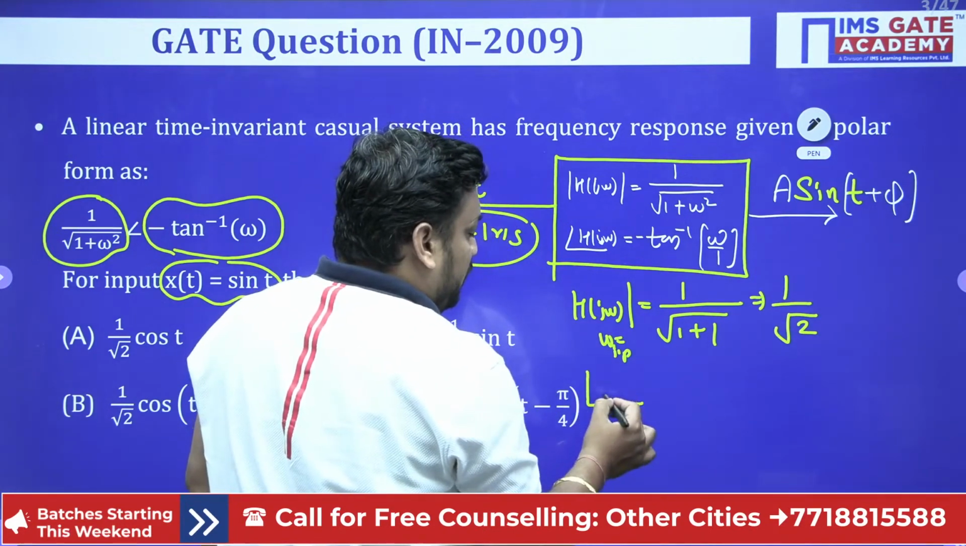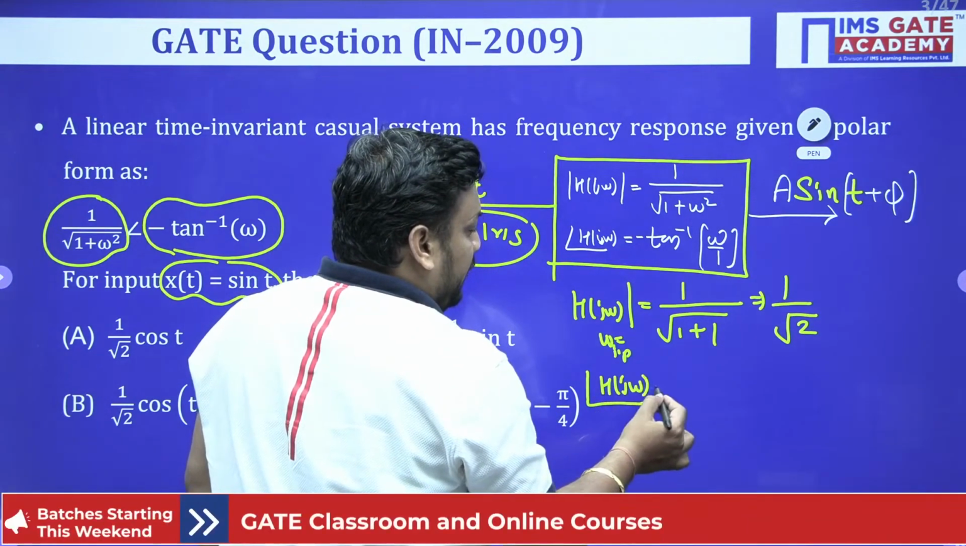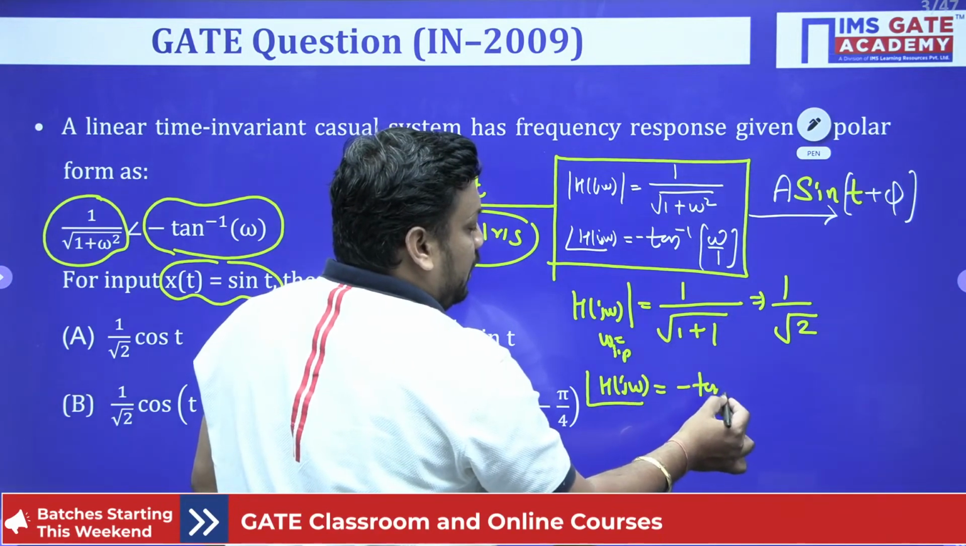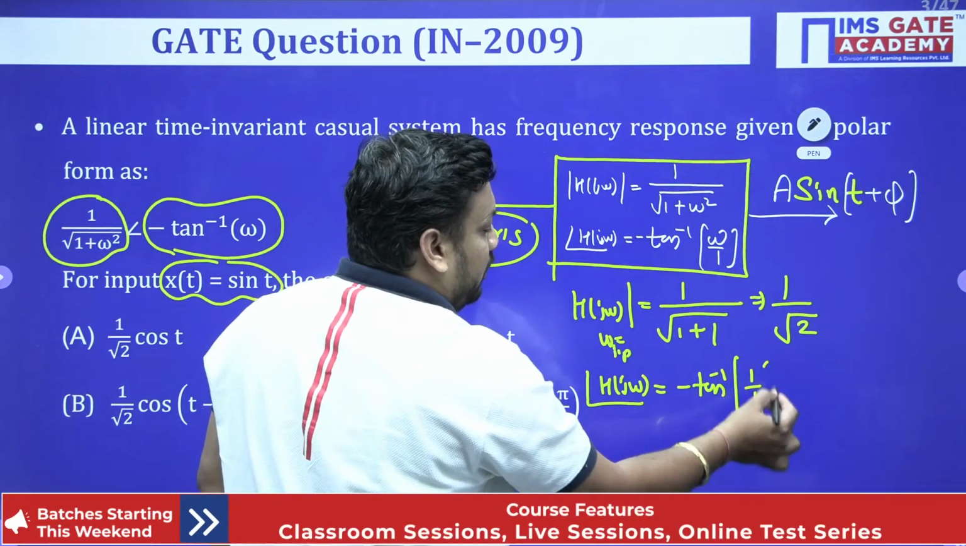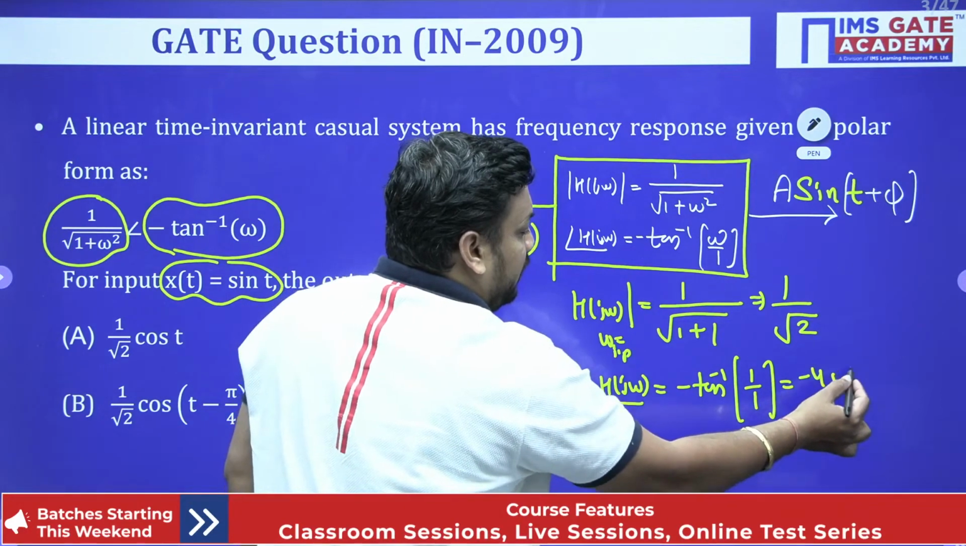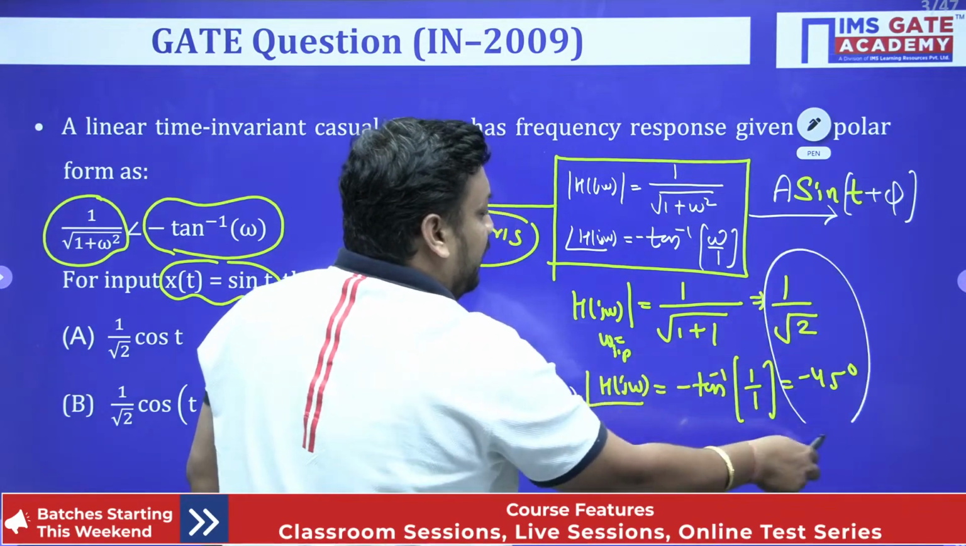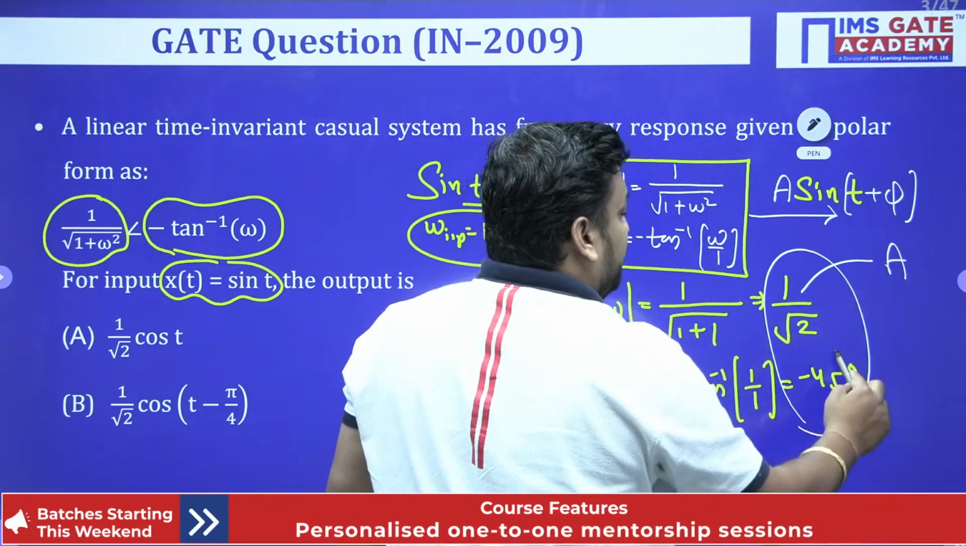Similarly, if I talk about the angle of H(j omega), the angle will be nothing but minus tan inverse of 1 by 1. So it is nothing but minus 45 degree. So this is the additional factor, guys. This is the capital A and this is the capital phi.